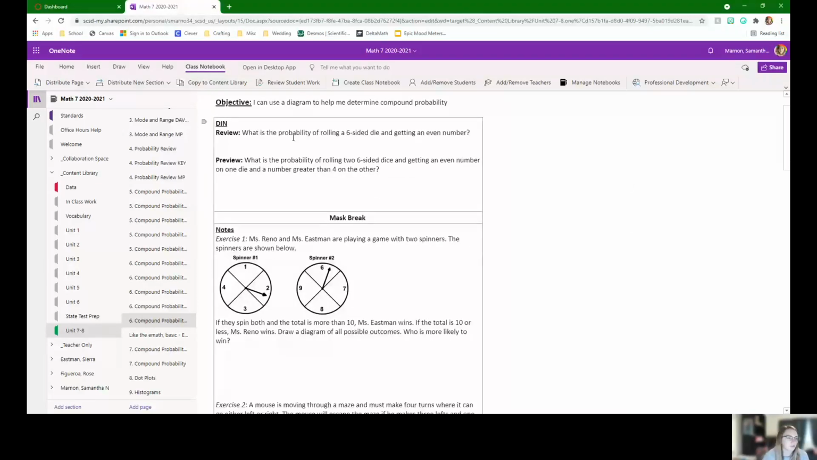So our review question: what is the probability of rolling a six-sided die and getting an even number? Pause the video, think about the answer, and then answer the question.